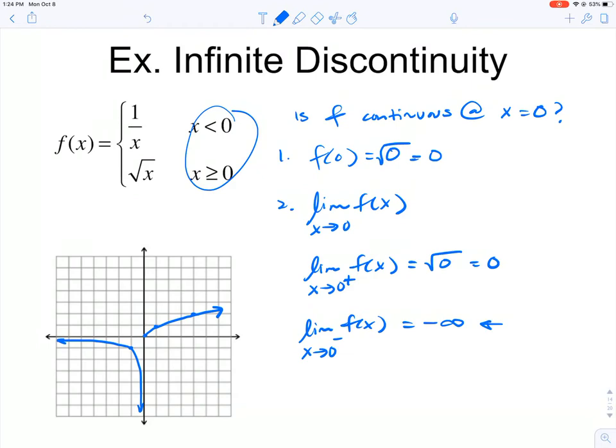So right here, we know there is a non-removable infinite discontinuity at x equals to 0.